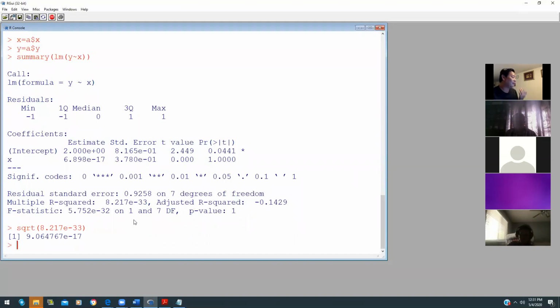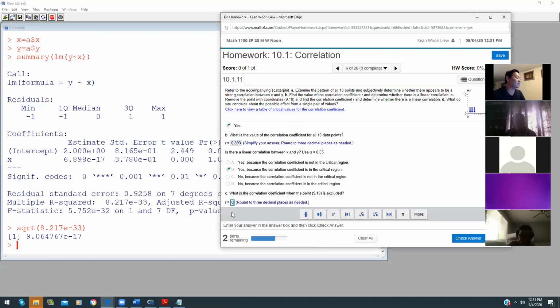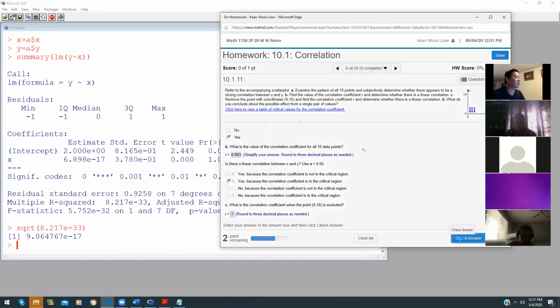This one is very small. So what is your answer in this case? If you have an R that is so small, your answer here will be what? 0. Because this is actually close to 0, or 0 plus in this case. Okay.